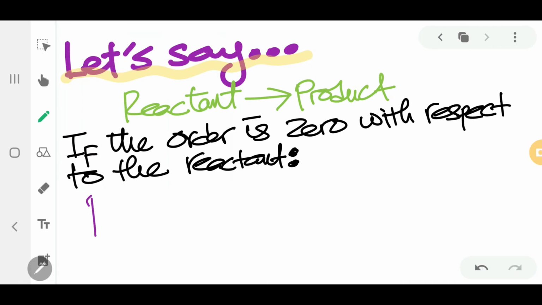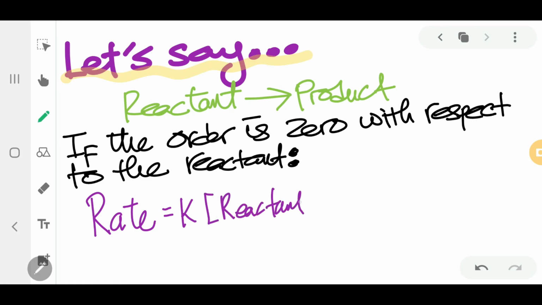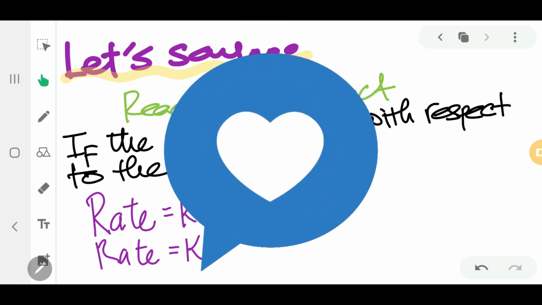Okay, the rate law will be rate equals the rate constant k times the concentration of your reactant to the power of 0. Mathematically, concentration or any number to the power of 0 gives you 1. Therefore, you can rewrite the rate for zero order in this way. So this is the rate law for zero order, and this is the proof that a zero order reaction is not affected by the concentration of your reactant.